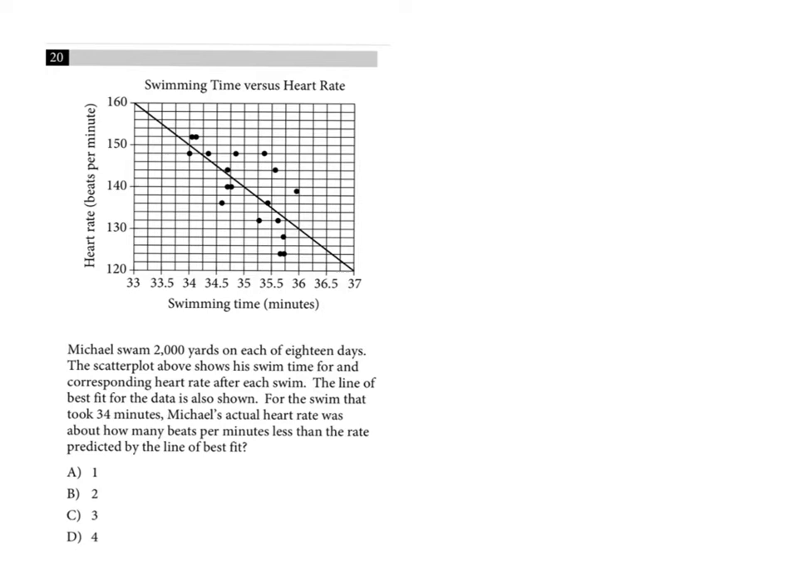For number 20, Michael swam 200 yards on each of 18 days. The scatter plot above shows his swim time and the corresponding heart rate after each swim. The line of best fit is also drawn. This happens a lot in statistics where you have your data and you try to draw a line which represents, to the best of its ability, what's going on in the graph. So it says, for the swim that took 34 minutes, so the swim that took 34 minutes looks like this one right there, Michael's actual heart rate was how many beats less than the rate predicted by the line of best fit.